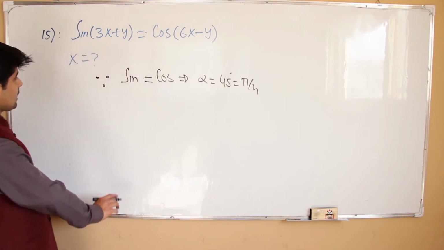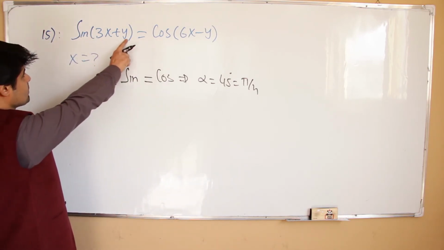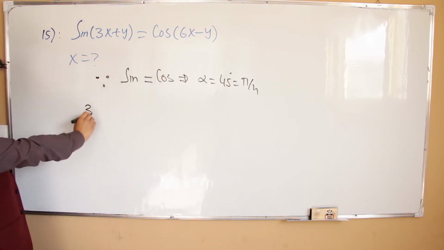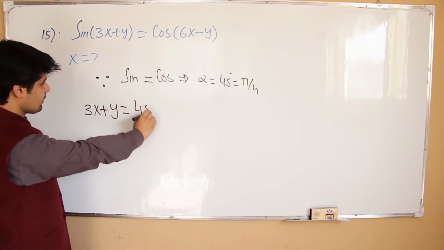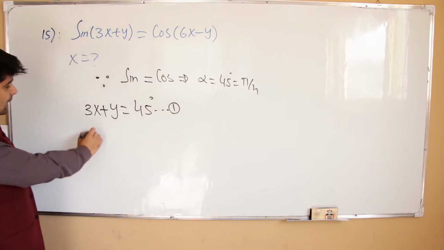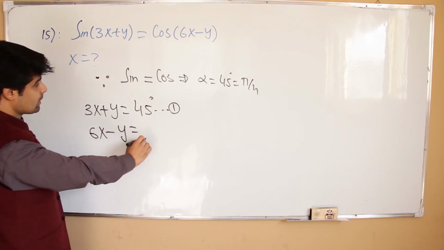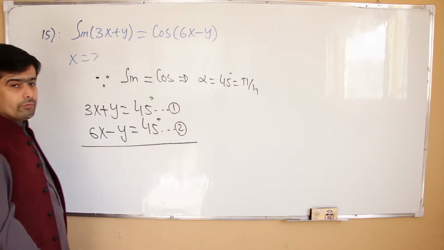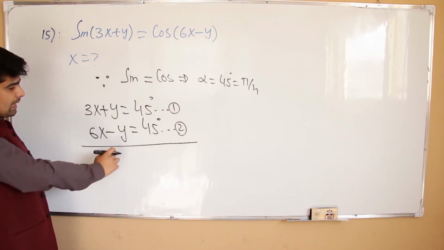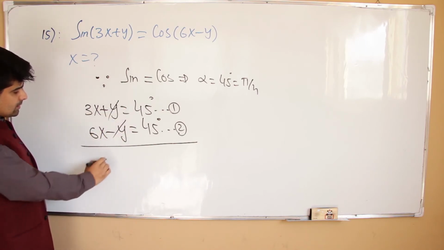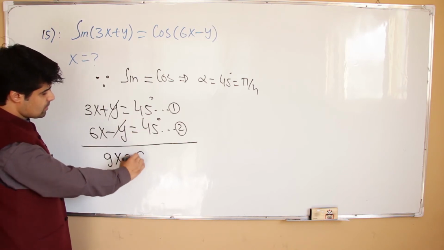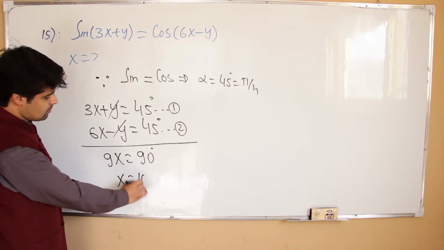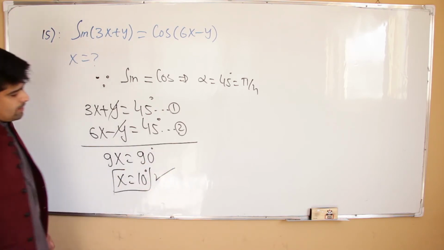By the way, it means if sine of 3x plus y and cosine of 6x minus 1 are equal, then 3x plus y should be 45 degrees. This is our first equation. And 6x minus 1 also should be 45 degrees. Now we have two variable equations. If you add them, y is cancelled, 3x plus 6x is 9x, and this one is 90 degrees. If you divide both sides by 9, your answer is 10 degrees.